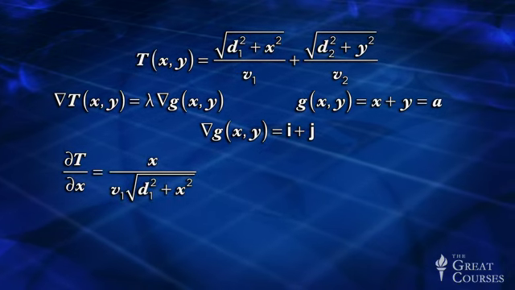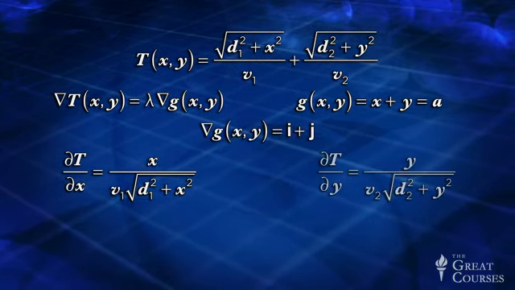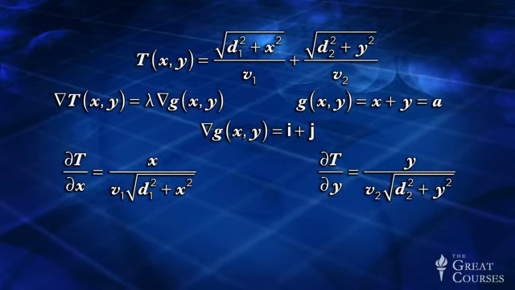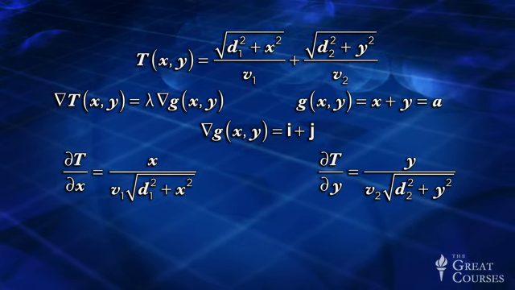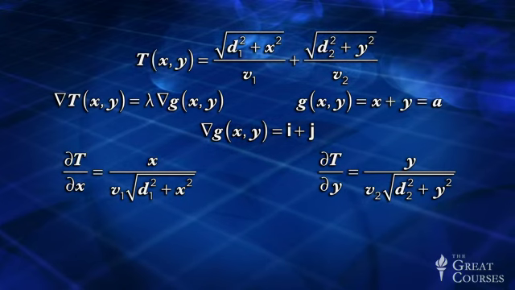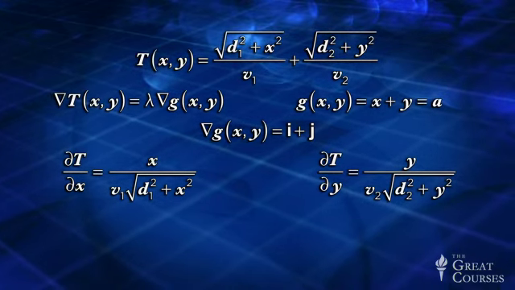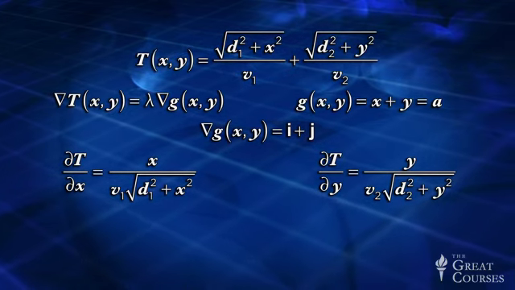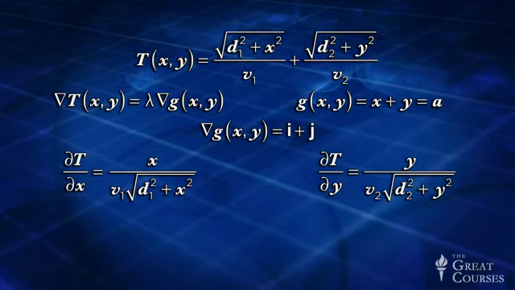In a similar fashion, you can do the partial derivative with respect to y, and you get basically the same answer, but now x is replaced by y. You get y over v2 times the square root of d2 squared plus y squared. Whew, that took some work. That was some heavy lifting calculus. All right, but now we're in good shape.